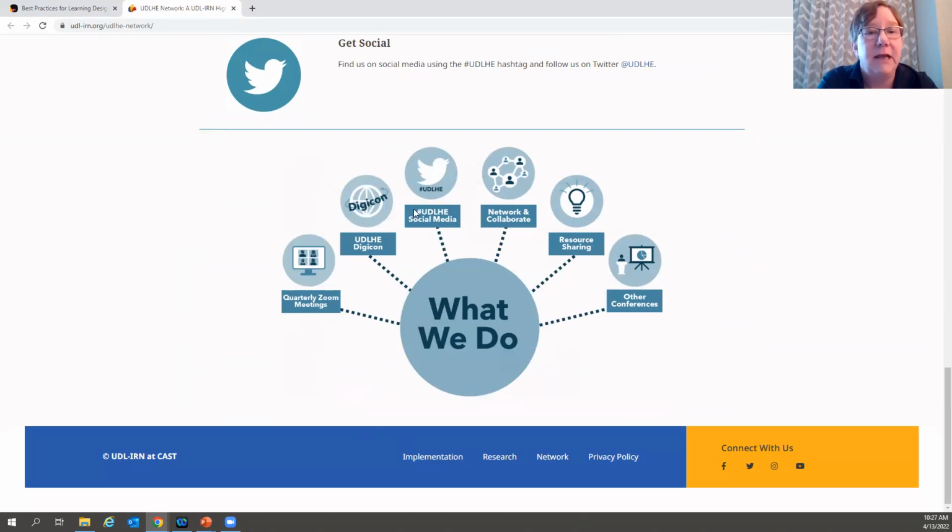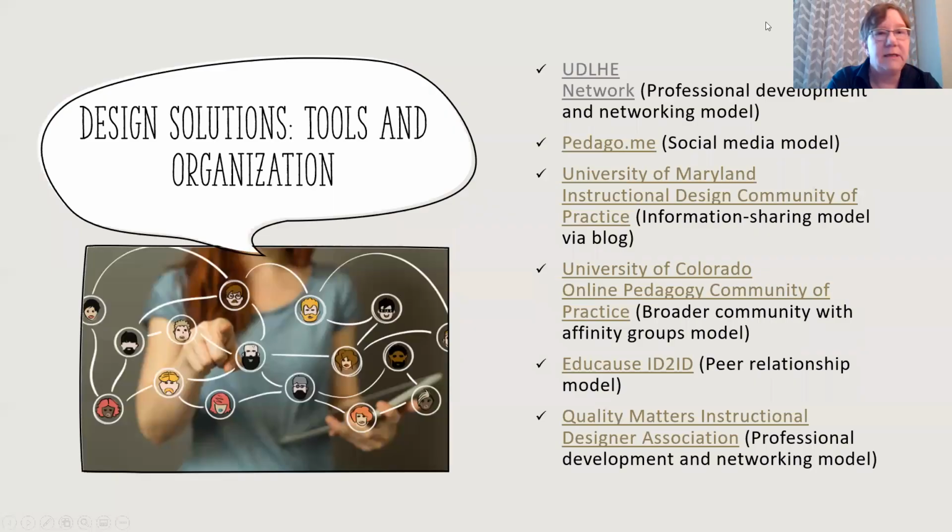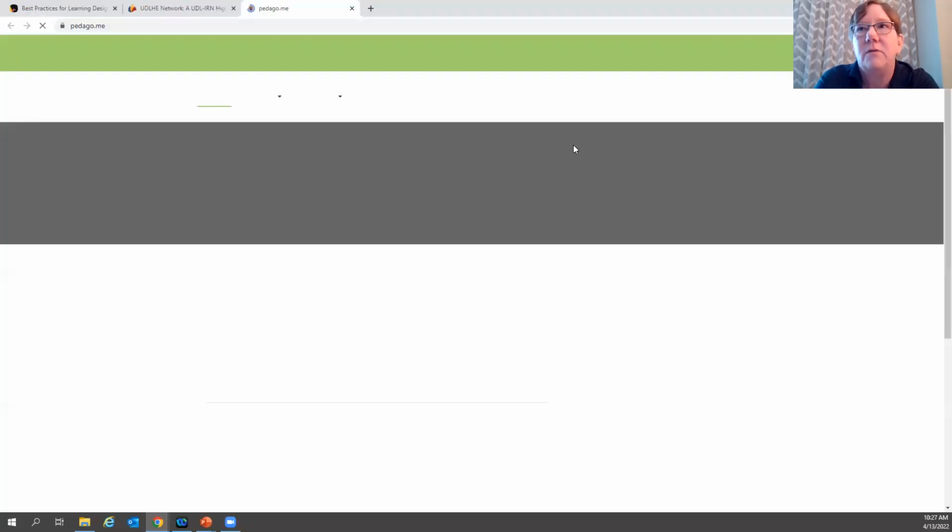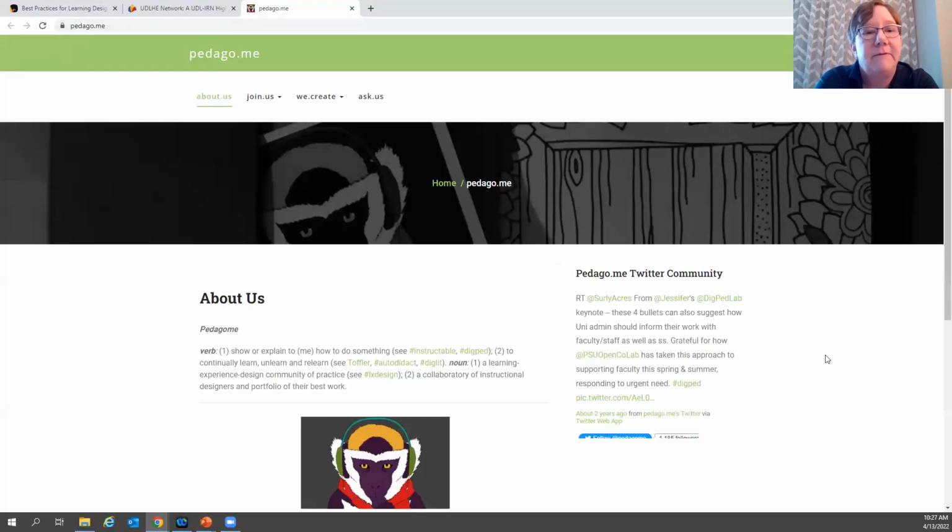One of the things I really like about this particular model is that they have a lot of research available for you to look at to see what's going on in the world. And so that's UDLHE. It's a special interest group. The second one is, if you can go back to the slide, Pedagogy. This is one that actually came out of Colorado, UC Denver.